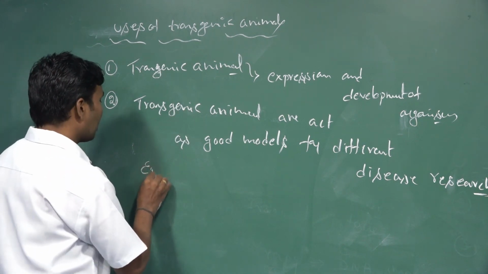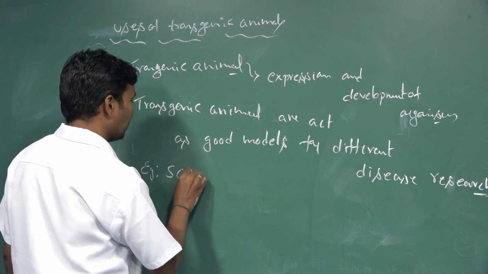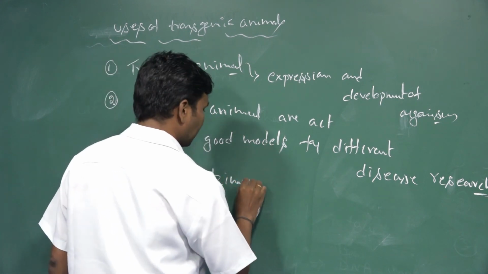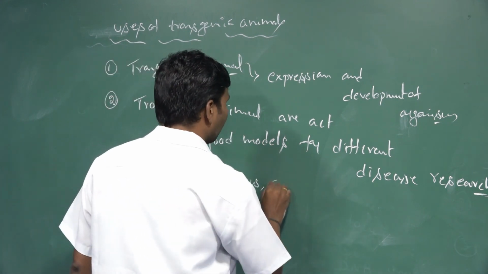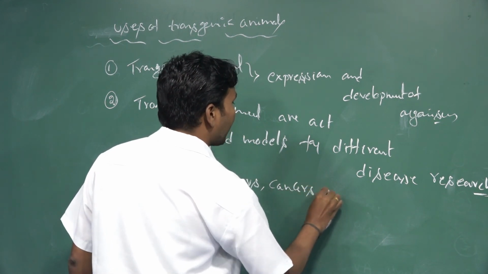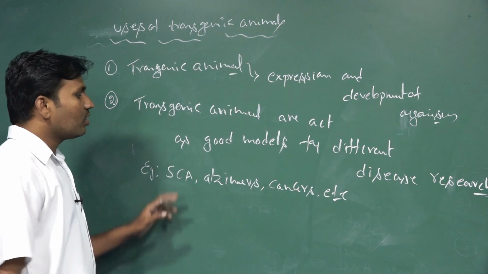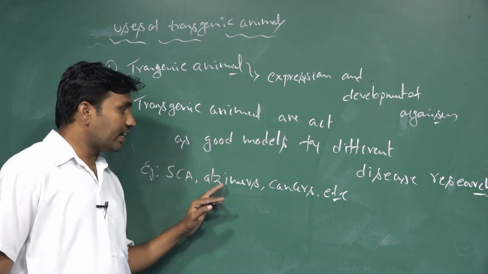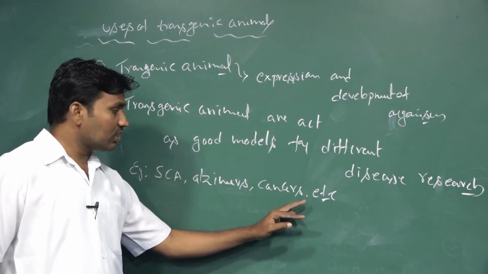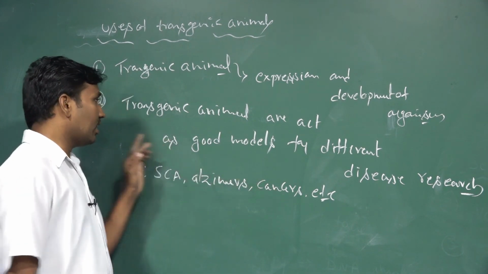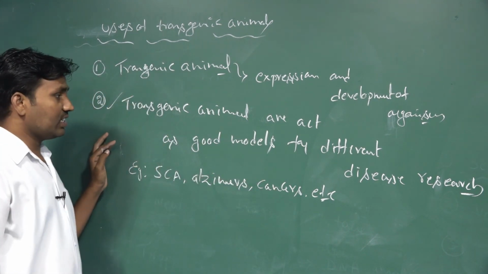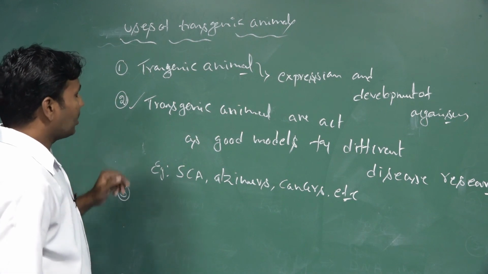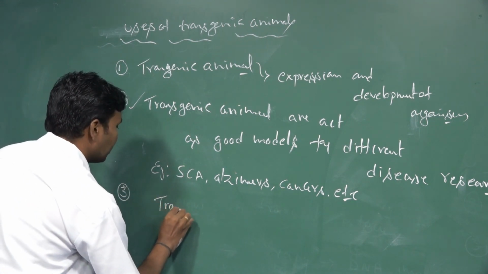Examples we take are sickle cell anemia, Alzheimer's, cancer, etc. So these are the different diseases. To recognize these diseases, to search for drugs, or to conduct experiments on these disease-causing pathogens and their genetic material, transgenic animals are utilized as good models here. This is the second advantage or use here. And the third one is transgenic animals.